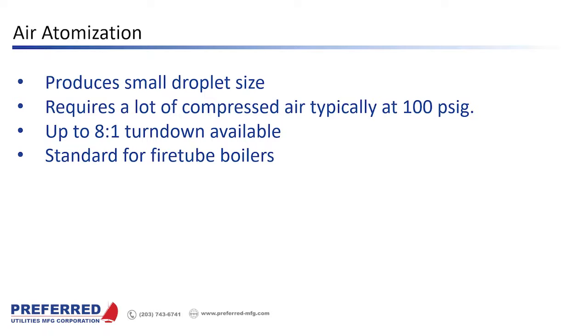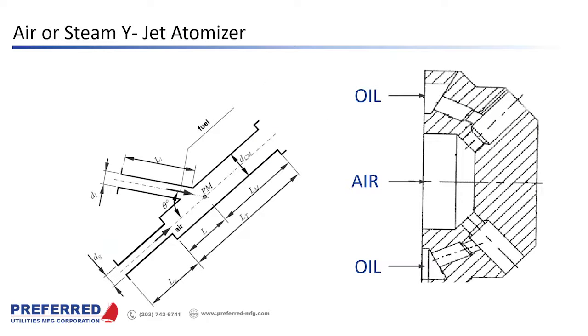Air atomization is much easier. You don't have to worry about wet steam. So with air atomization, it's usually automated so that the air line opens at the same time as the oil line, and you get a nice clean light off every time.